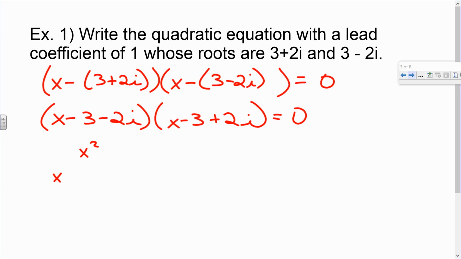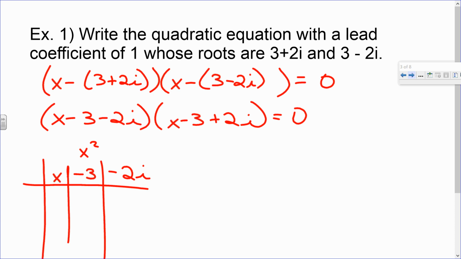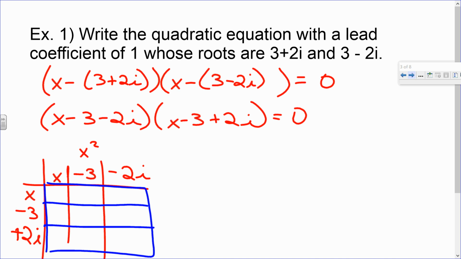So we're going to do the x, the minus 3, and the minus 2i for the terms that we have in one of those parentheses. And then I'm going to do a column down the left side for the terms that I have in the other one, which were x minus 3 and plus 2i. Those are not part of my answers. My answers are just going to be the things that I get inside. Those are kind of my headings for the table. My answers will be what I put in here.